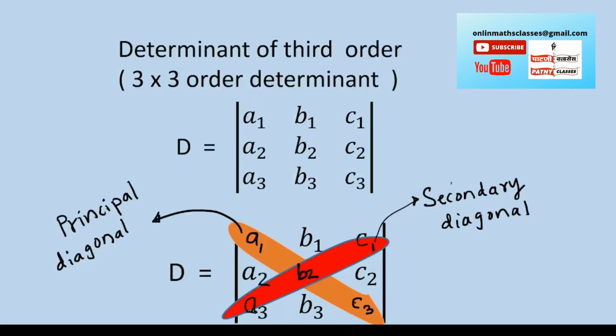Third order determinant has two types of diagonals. They are principal diagonal and secondary diagonal. Principal diagonal is shown by orange color and secondary diagonal is shown by red color. Principal diagonal has 3 elements. The elements present in principal diagonal are A1, B2 and C3. The elements present in secondary diagonal are A3, B2 and C1.